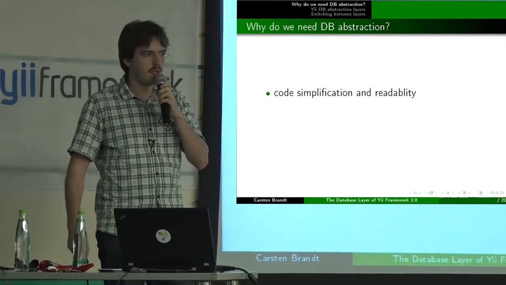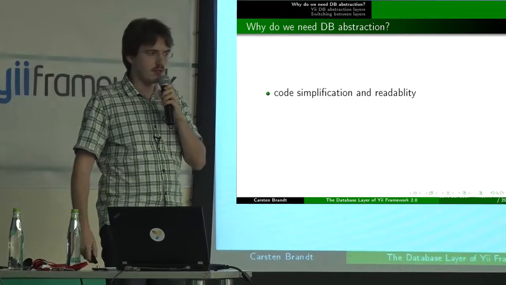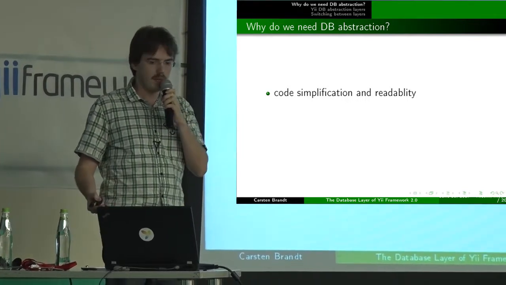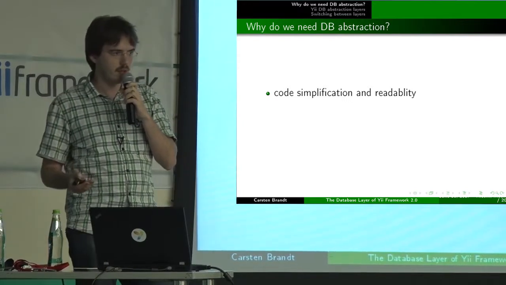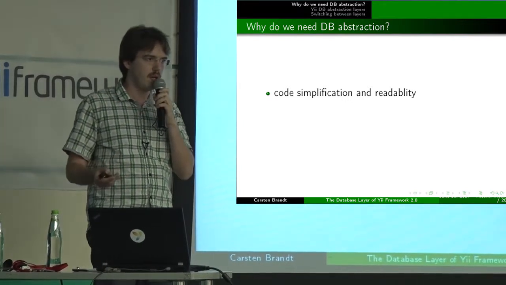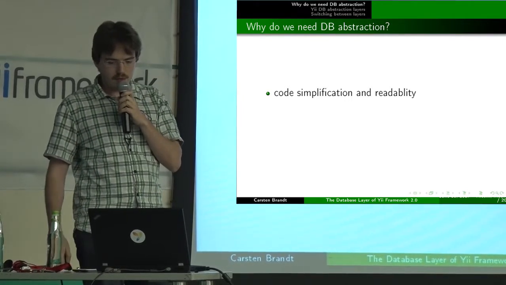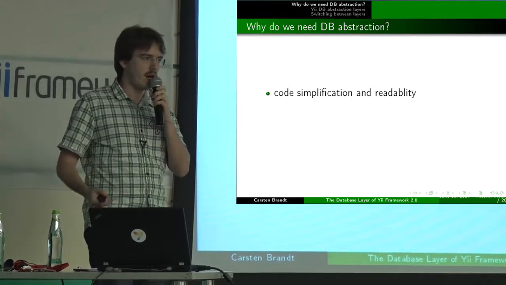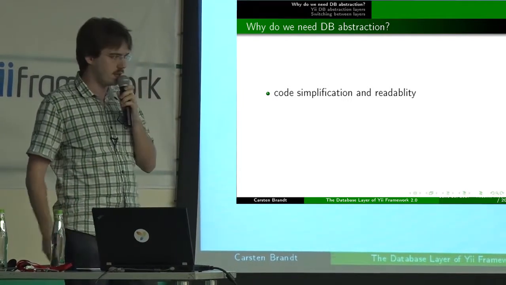So the first thing, why do we need database abstraction? First thing is that code gets simpler and more readable. Compared to plain SQL, we do not concatenate strings, but we write methods to do something. So things will get simpler, and we hide the complexity behind this database layer.